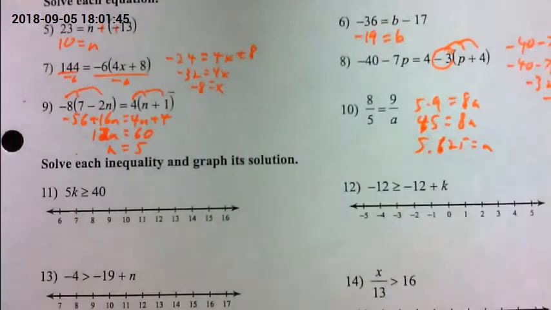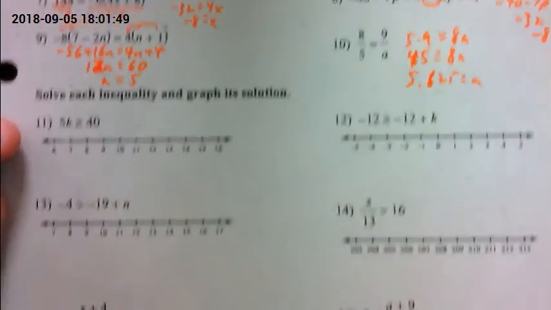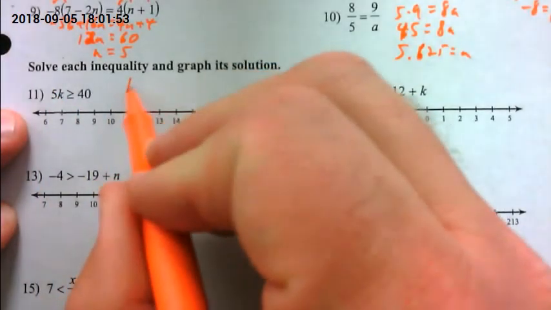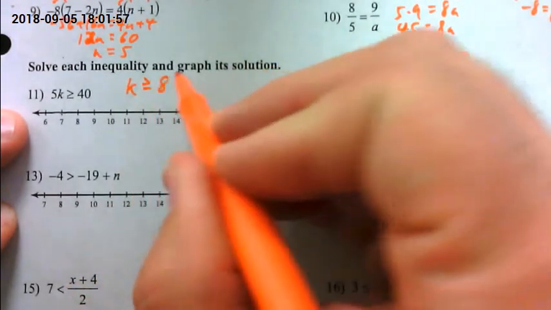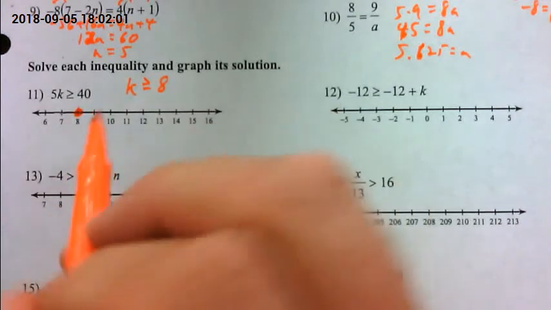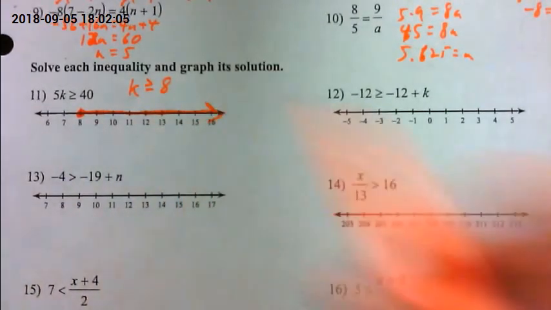On inequalities, again, most of these were only 1 or 2 steps, but you had to also graph them. So on the first one, bring 5 across by dividing it, and you'd get 8. So at 8, we're going to have a closed circle and everything shaded greater than 8.